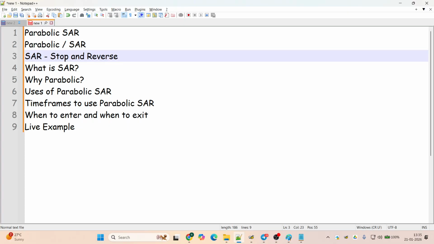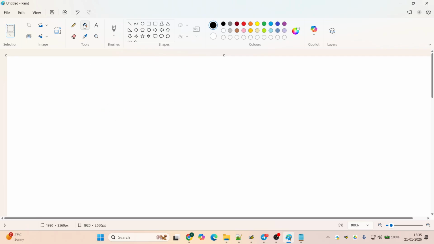What this SAR does is, if we apply this SAR indicator in any chart, I'll show you in paint itself. So this appears as little circles, and if the circles are above the candles, then it indicates a downtrend. And if this circle comes below the candles, then it indicates an uptrend. Okay, guys, it's very simple.